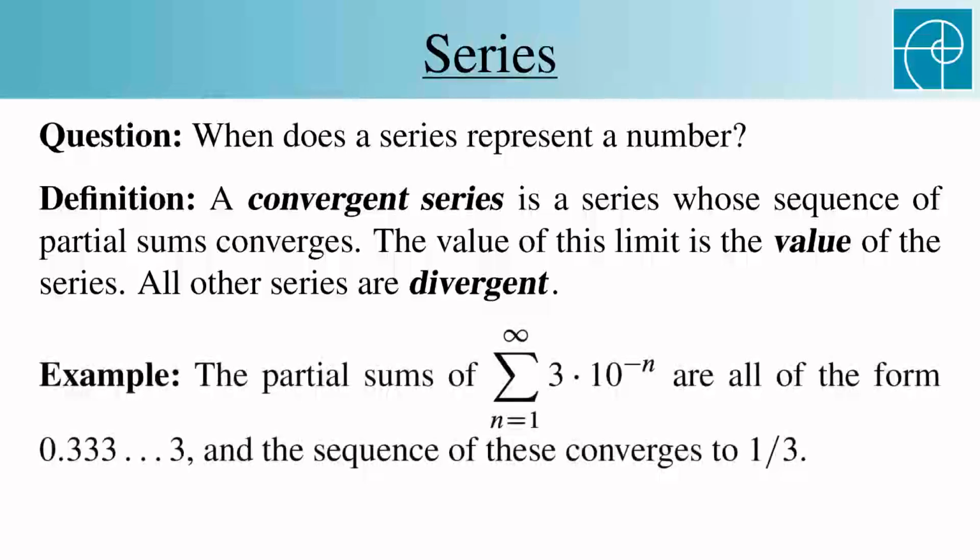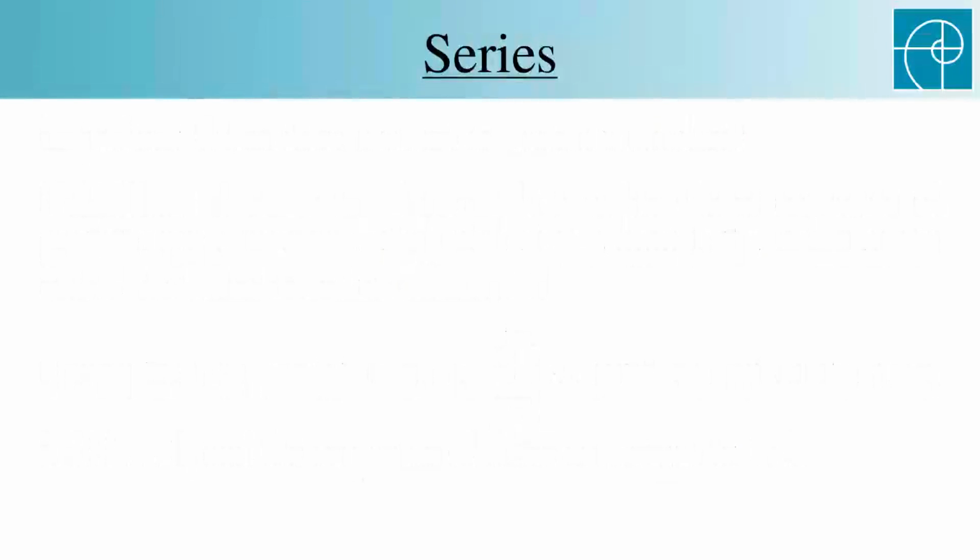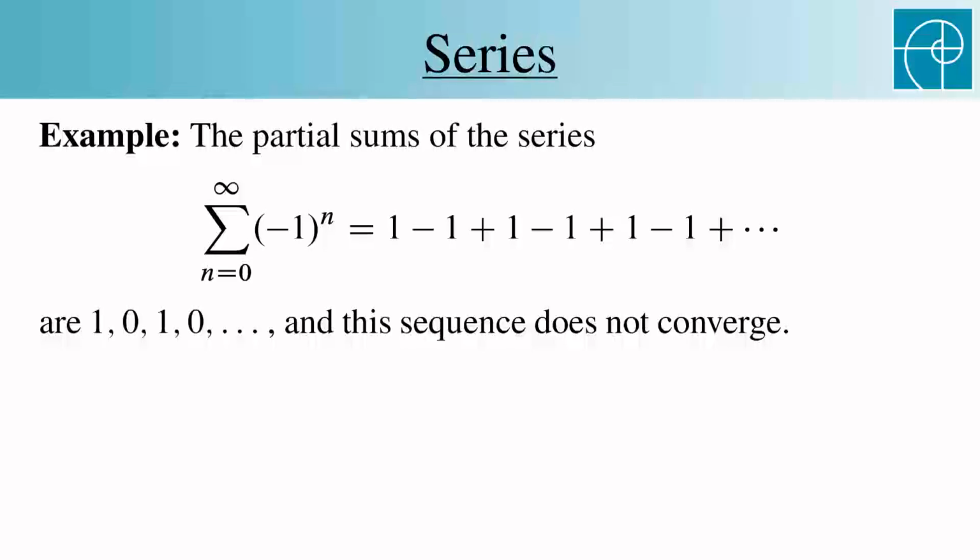For example, the partial sums of the sum from n equals 1 to infinity of 3 times 10 to the negative n are all of the form 0.333 and so on for some finite number of 3's, and the sequence of these converges to 1/3. As another example, the partial sums of the series 1, -1, +1, -1, +1, and so on are 1, 0, 1, 0, and so on. And this sequence doesn't converge. The series is therefore divergent.